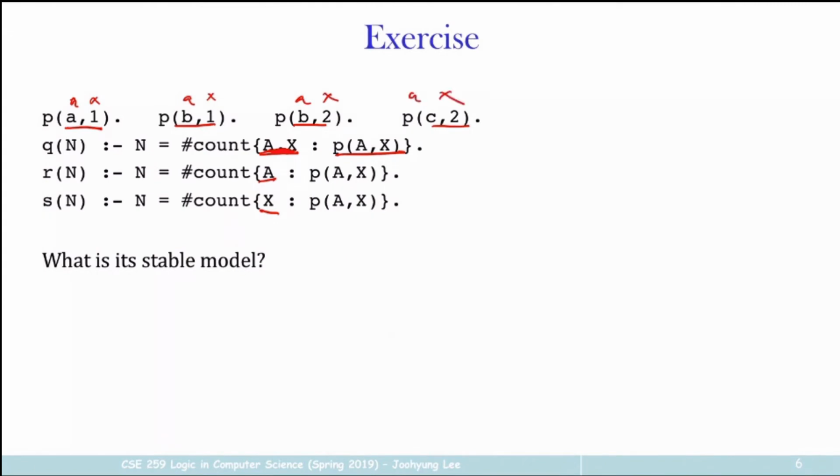So what should be the Q of n? Q of 4. So there are 4 distinct pairs of AX. Okay, so the answer here is Q of 4.